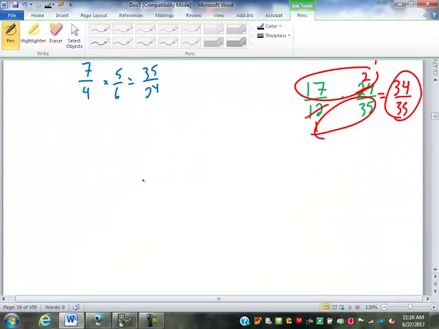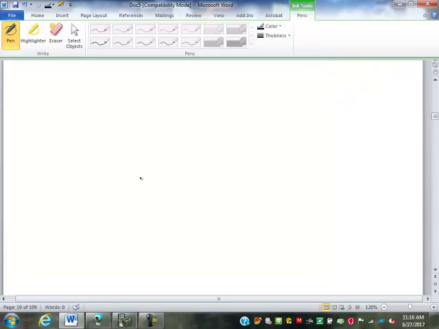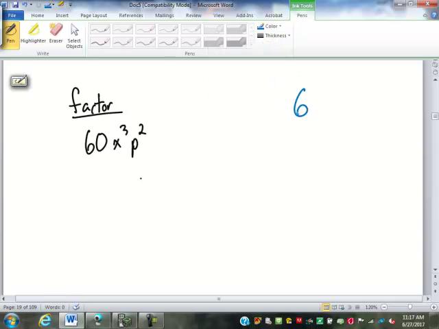Okay, of course there will be word problems. There will be factoring problems. If I ask you to factor 60 x to the third p squared, that's where you would do the factor tree. 60 divides by 10, 6 would be left over. 10 splits into 2 times 5. Those are prime.